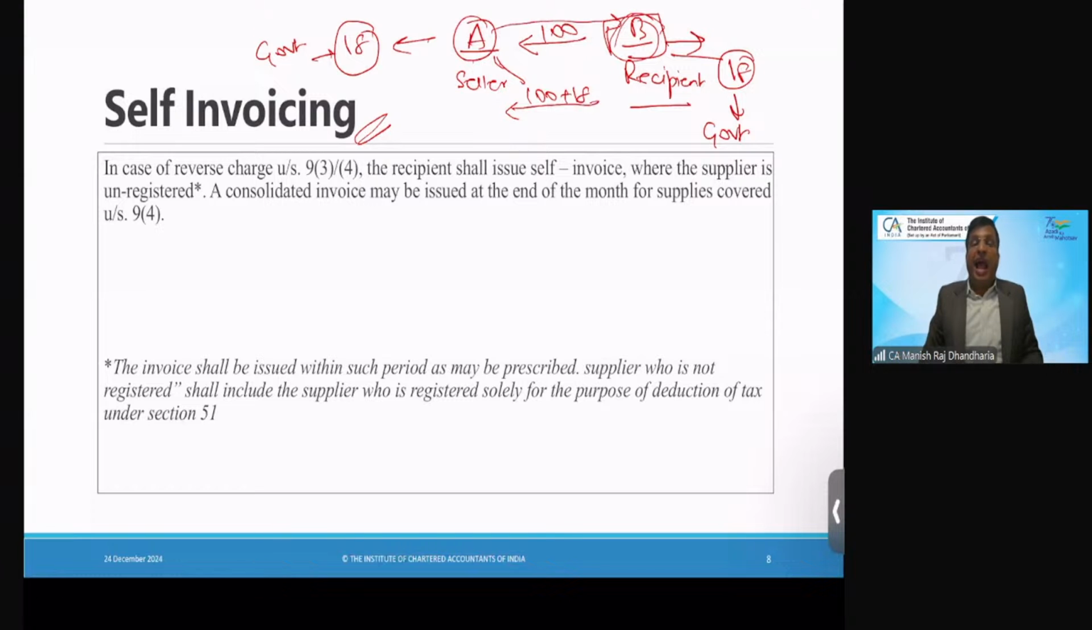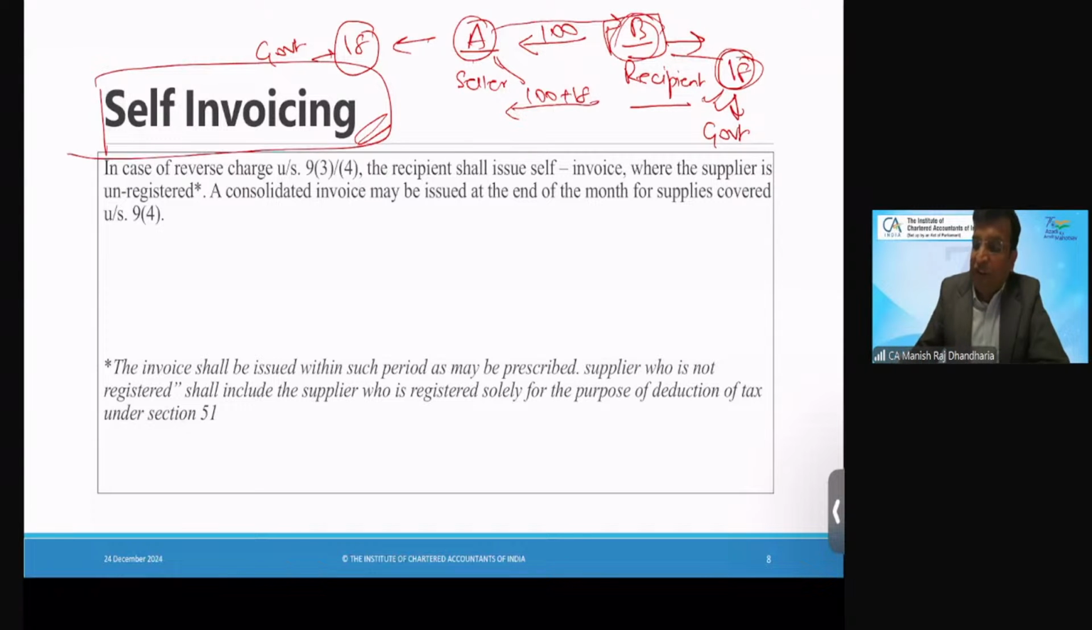B has to raise an invoice on himself, a self-invoice, because B is directly paying the tax of 18 rupees to the government. So what will B do? B will issue a self-invoice and will pay 18 rupees tax to the government and take the credit of 18 rupees. But for taking the credit, B needs an invoice, and that is the self-invoice. That's why the self-invoice has to be issued by the recipient itself for availing the credit.